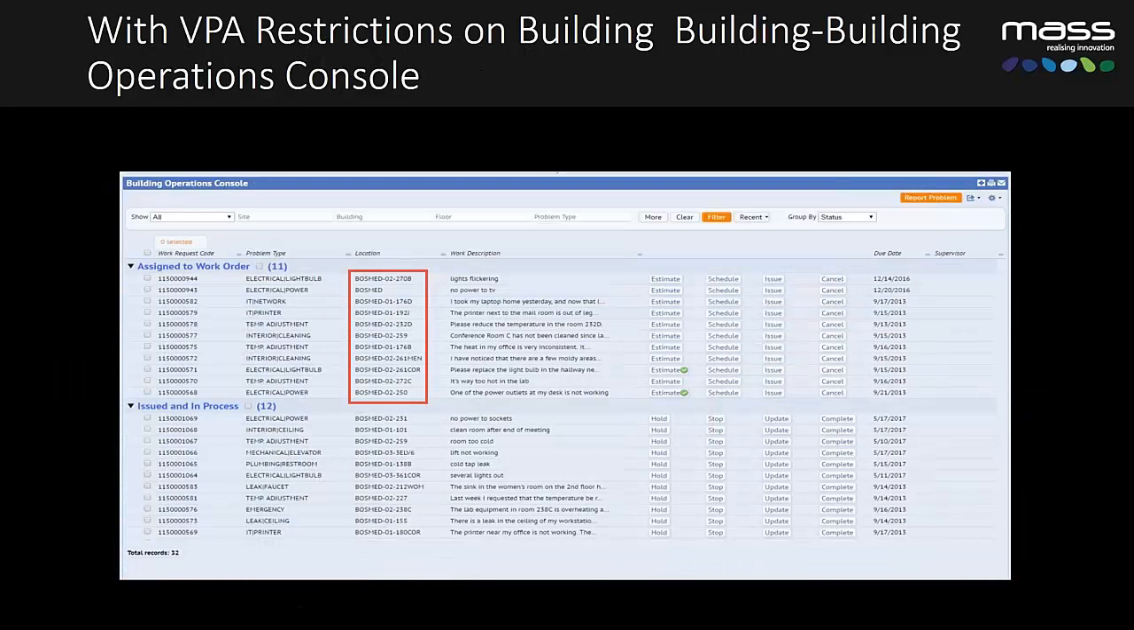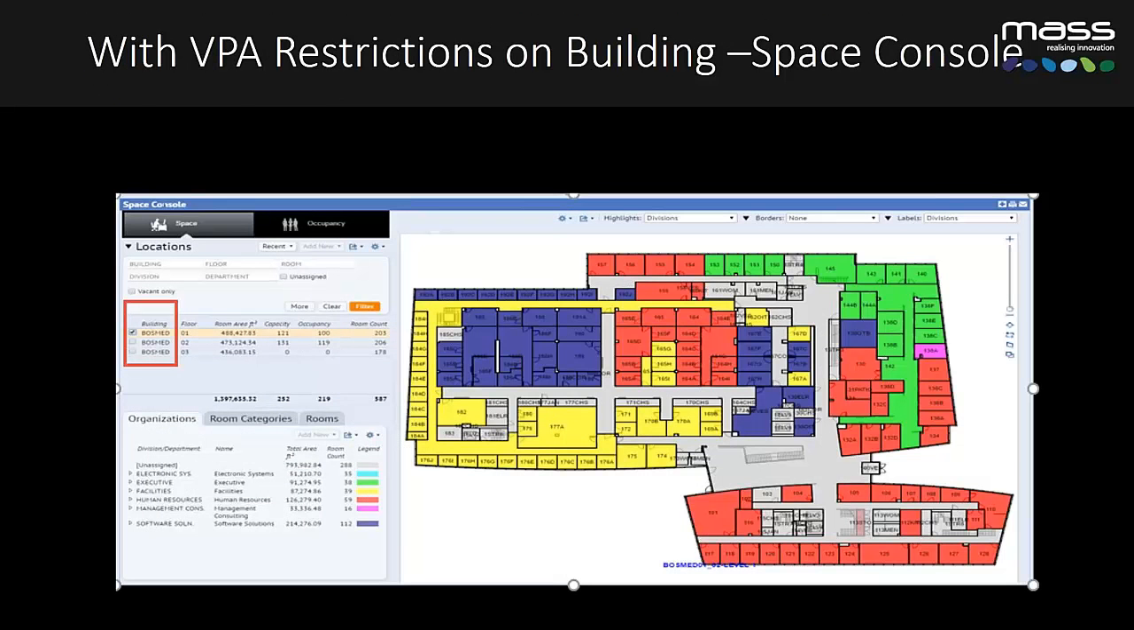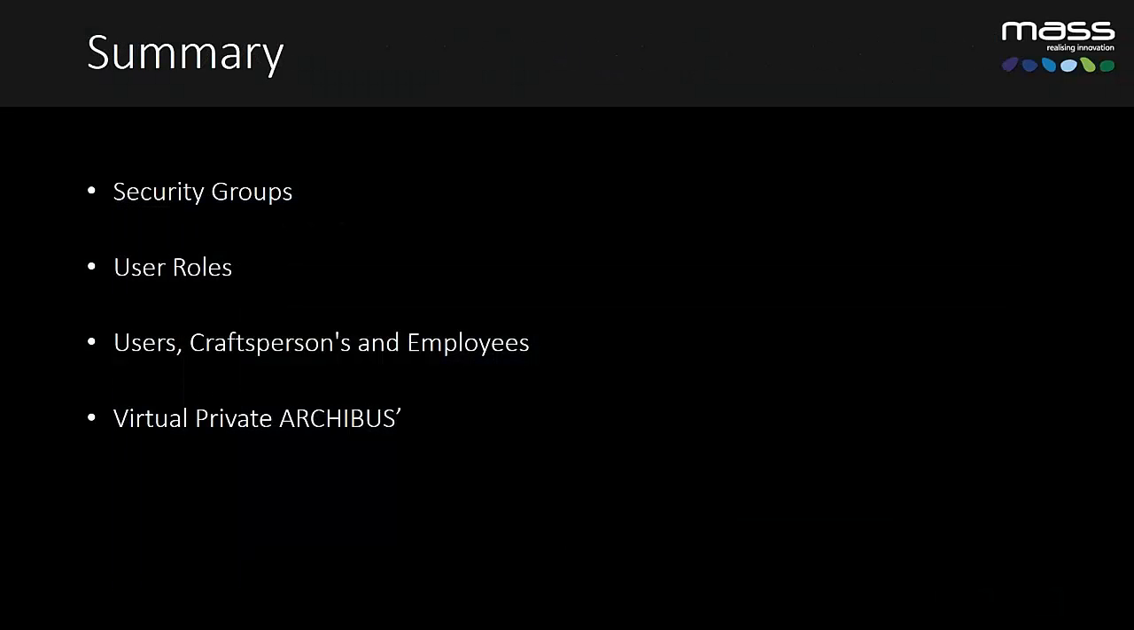As you can see, after applying VPA restrictions on building in the Building Operations Console, in the location column the user can view only the records for the particular building, and the records for other buildings are not accessible to the user. Similarly, in Space Console, the restriction is provided on the location, and the user can see only the records for the particular building, that is Boston Medical here. To summarize further, I will hand over to Callum again.